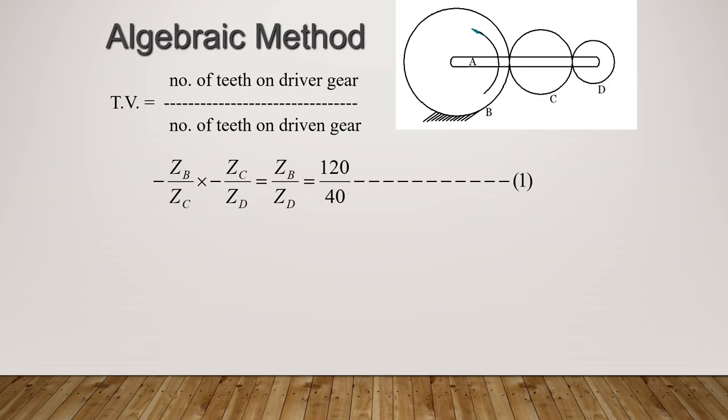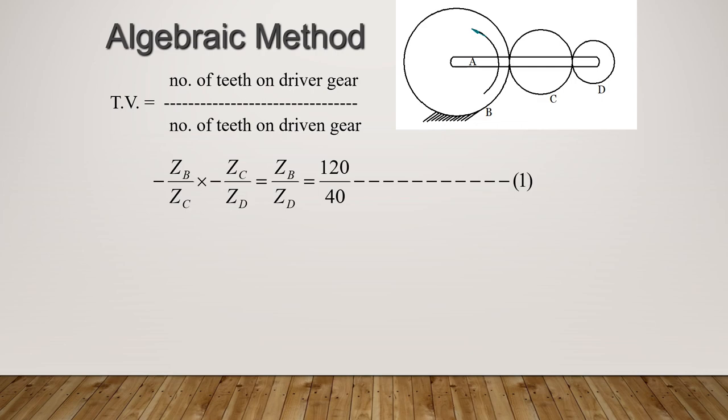Clear? First combination, BC, is the first combination, CD is the second combination. So we'll write the train value for the first combination. ZB is a driver here, ZC is a driven. So it is ZB divided by ZC, number of teeth in the driver to number of teeth in the driven in this first combination. Clear?